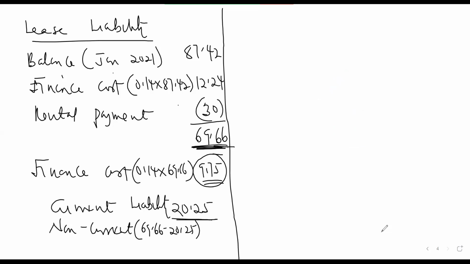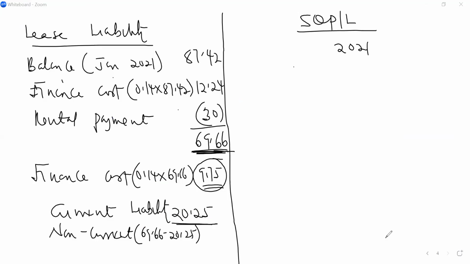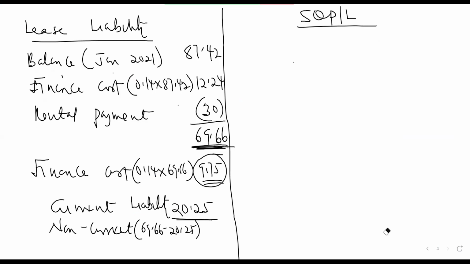Are we okay? So let's come to the statement of profit or loss for this year. That is what they are asking, a statement of profit or loss. They say we should show this together with comparative figures, or let me check. Okay, only in 2021, so no comparative. So statement of profit or loss for 2021.